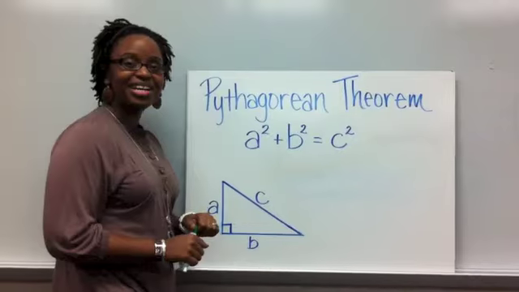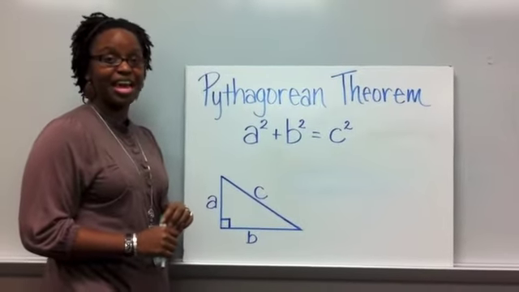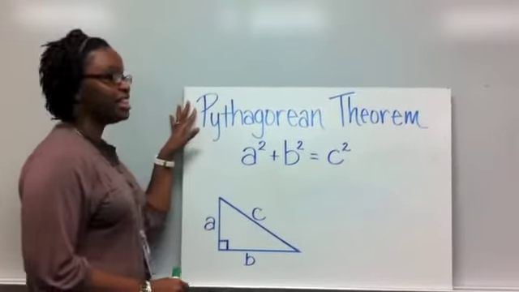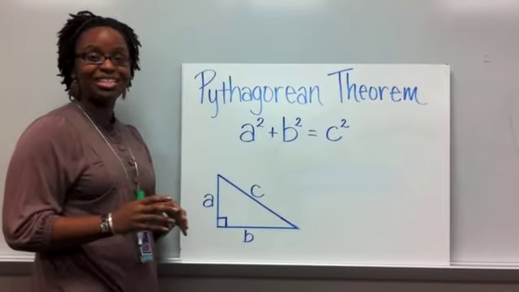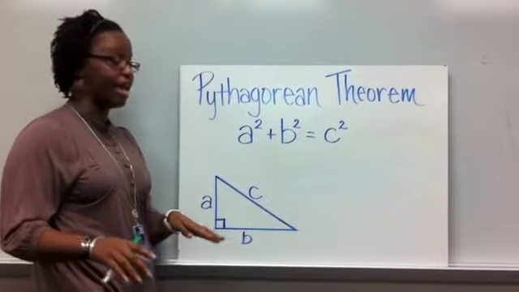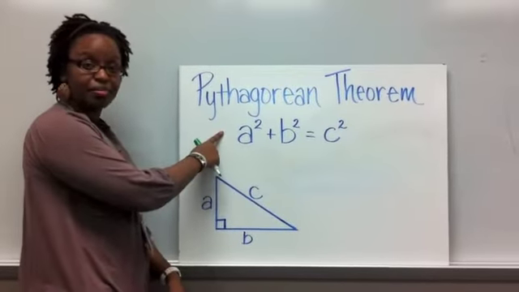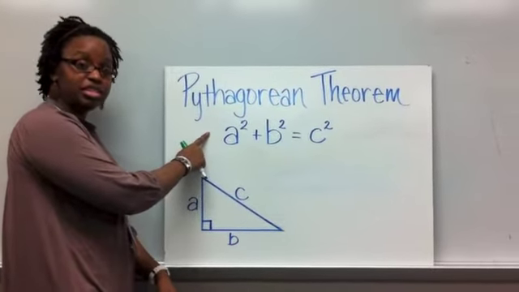Hey guys, it's Miss Howard, and today we're talking about Pythagorean Theorem. Pythagorean Theorem is a formula that shows the relationship between the sides of any right triangle. Okay, that formula is a squared plus b squared equals c squared.